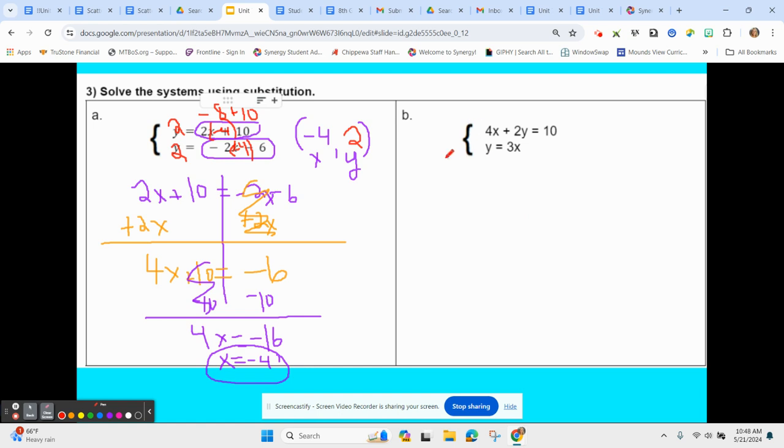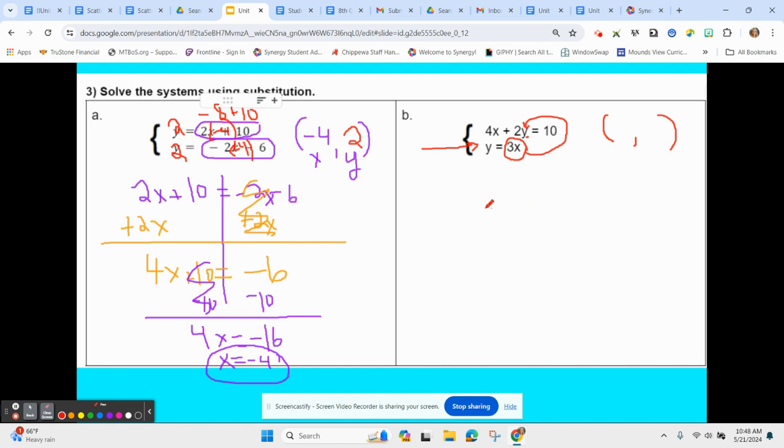Here, this is substitution because you notice that this y is isolated. It is worth exactly 3 times x. And so remember, we are looking for the x and the y value that works in both equations. These are both equations. It's called a system. And so I'm going to take this 3x right here, and I'm going to replace it with this letter y directly above it. So I'm going to replace the 3x with the letter y because then we can get an equation with all x's. And our goal is to get the x alone and then find out our y.